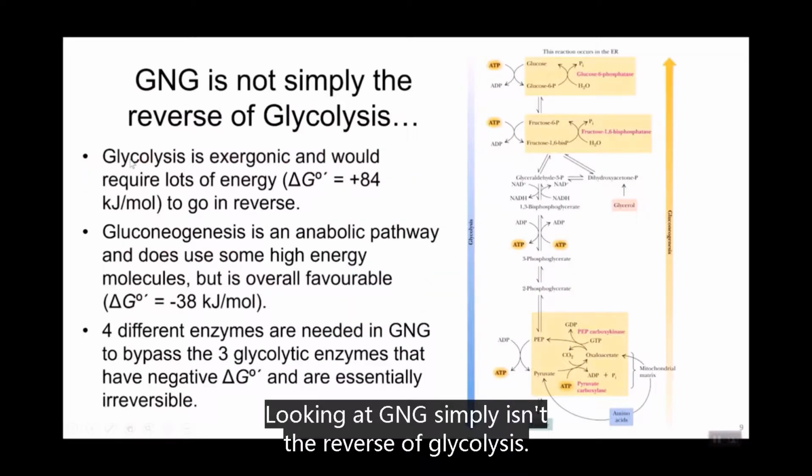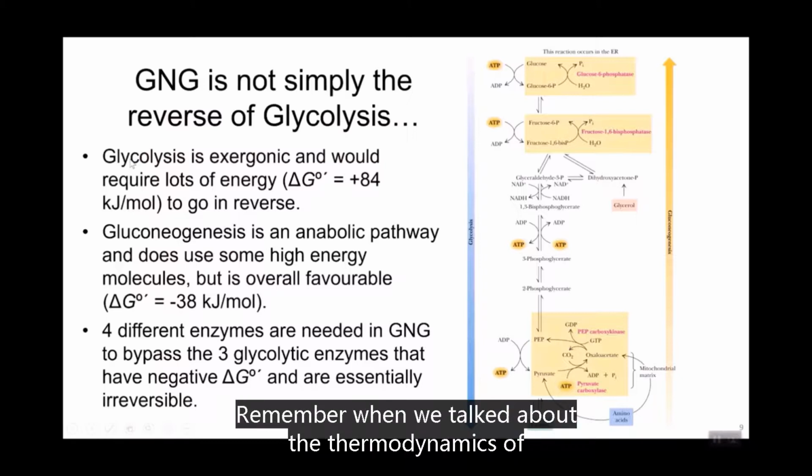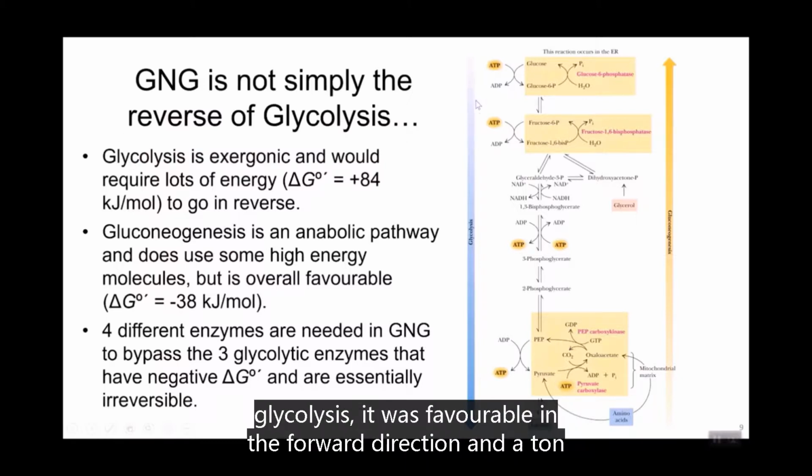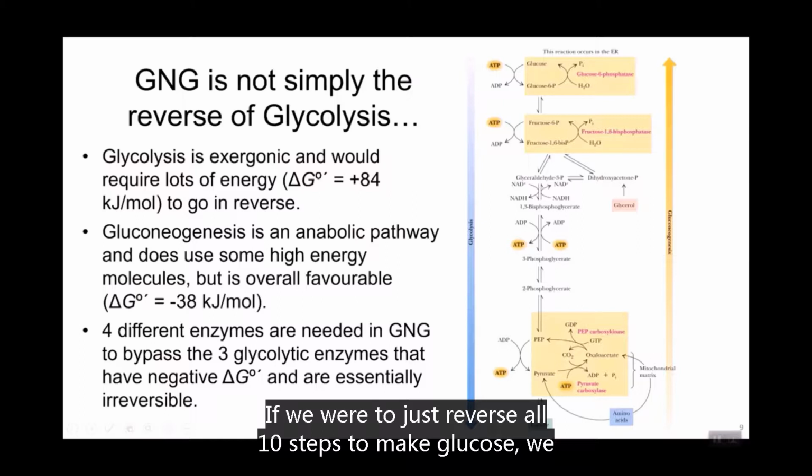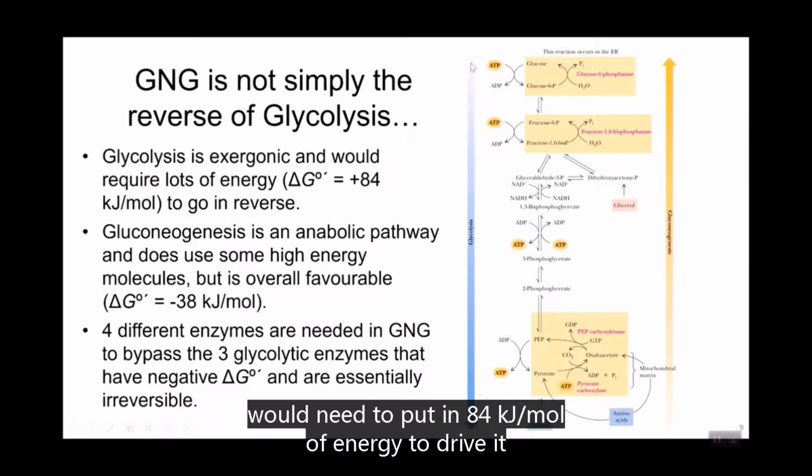Gluconeogenesis simply isn't the reverse of glycolysis. Remember, when we talked about the thermodynamics of glycolysis, it was favorable in the forward direction, and a ton of energy was released. If we were to just reverse all 10 steps to make glucose, we would need to put in 84 kilojoules per mole of energy to drive it in the opposite direction.